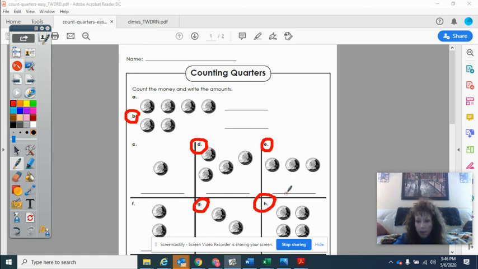This is your counting money IEP goal. So last time we did pennies and nickels. Now we've done dimes and quarters. And next week we'll work on putting them together. So we'll have pennies, nickels, dimes, and quarters all together.